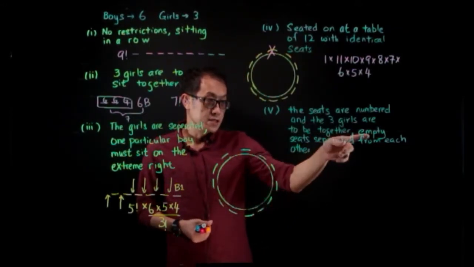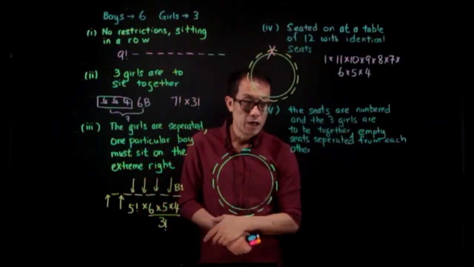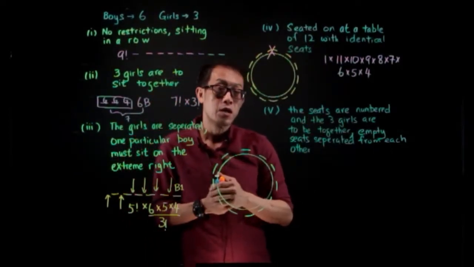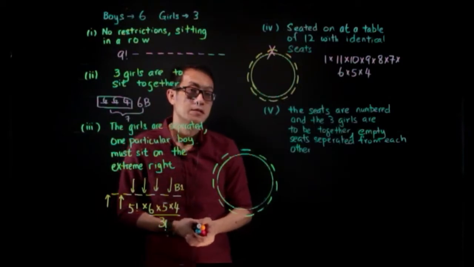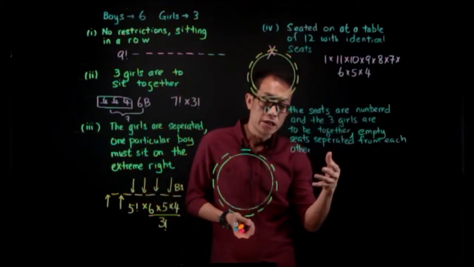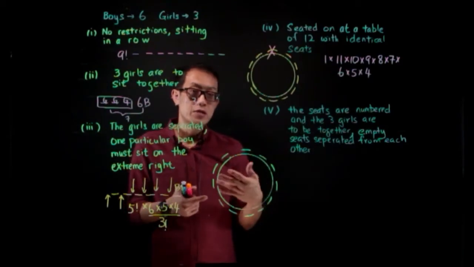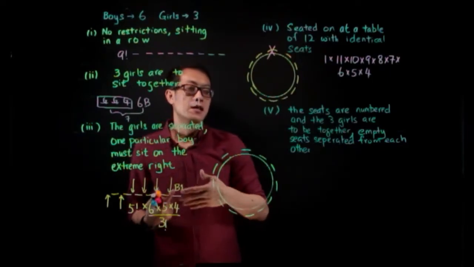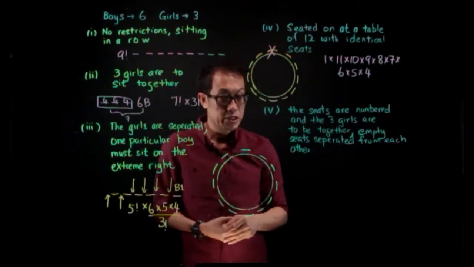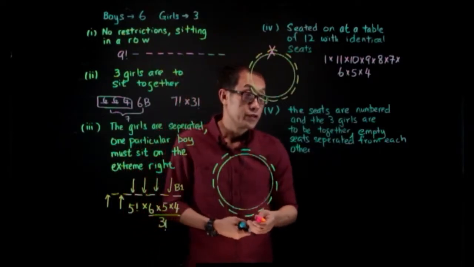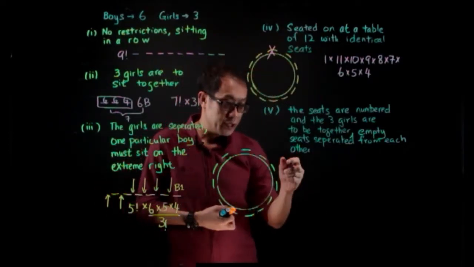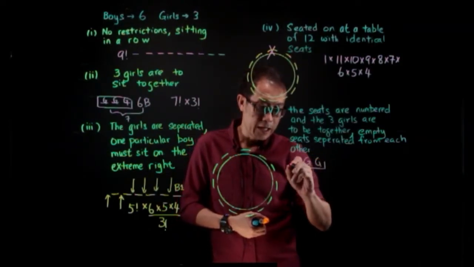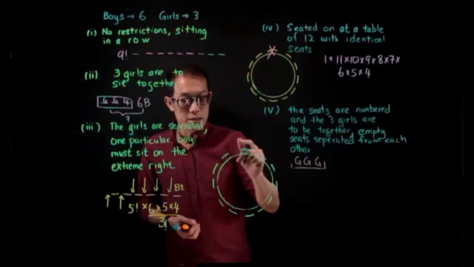Now the next condition is that empty seats are separated from each other. How do we ensure that? After placing the girls, we can place in the 6 boys. After that, we can slot in the chairs. By doing so, we ensure that the empty chairs are separated from each other. Let's start off with the girls first. So you have 3 girls, and you're considering them as one entity. So let's place the 3 girls here.